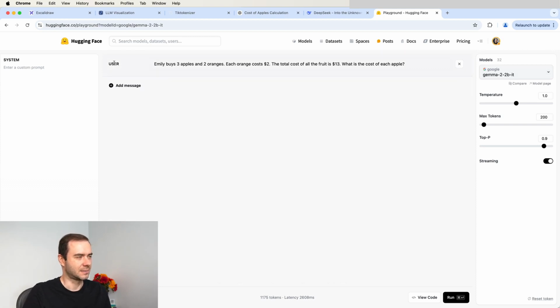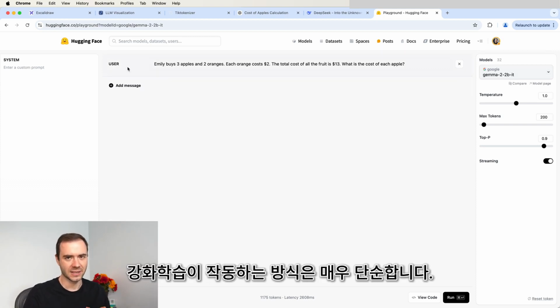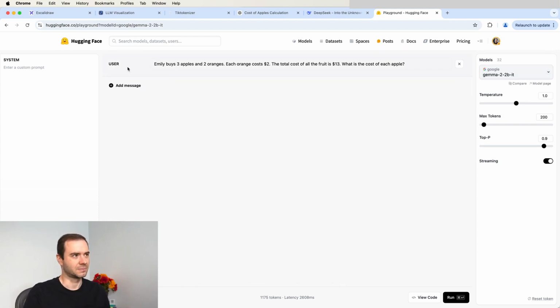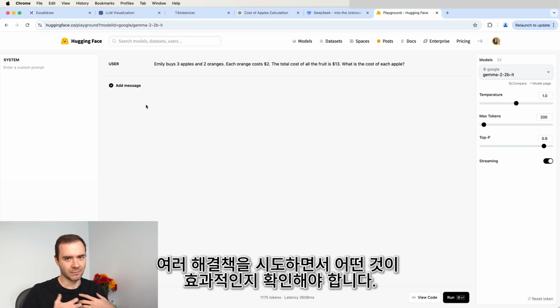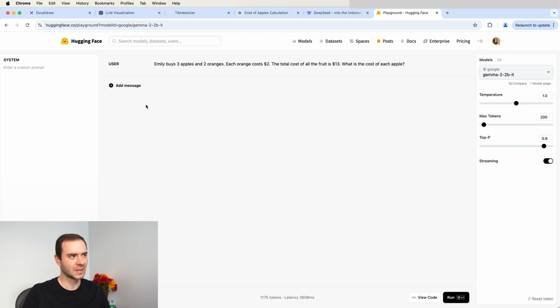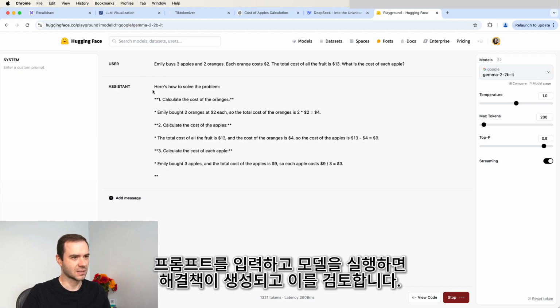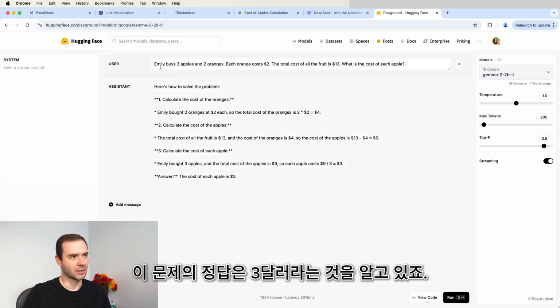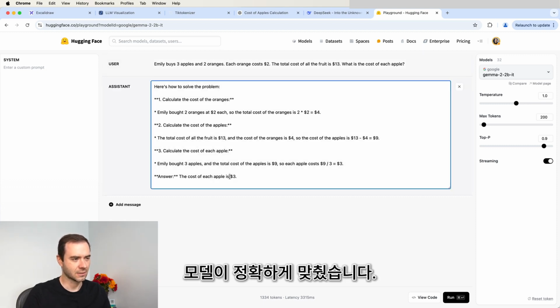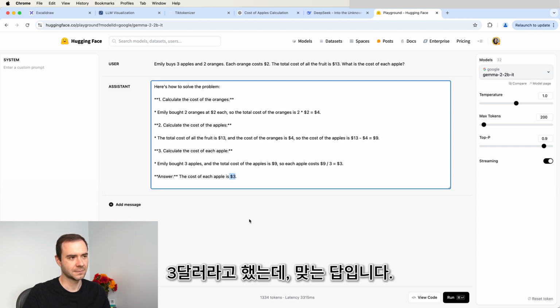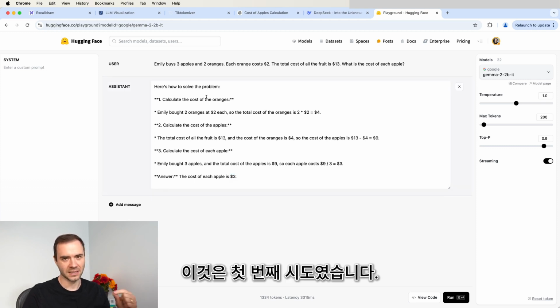The way that reinforcement learning will basically work is actually quite simple. We need to try many different kinds of solutions, and we want to see which solutions work well or not. So we're going to take the prompt, run the model, and the model generates a solution. Then we're going to inspect the solution. We know that the correct answer for this one is $3, and indeed the model gets it correct. It says it's $3, so this is correct. That's just one attempt at the solution.